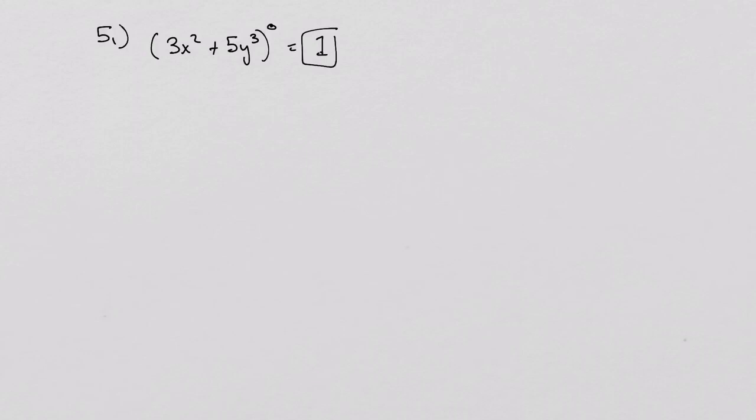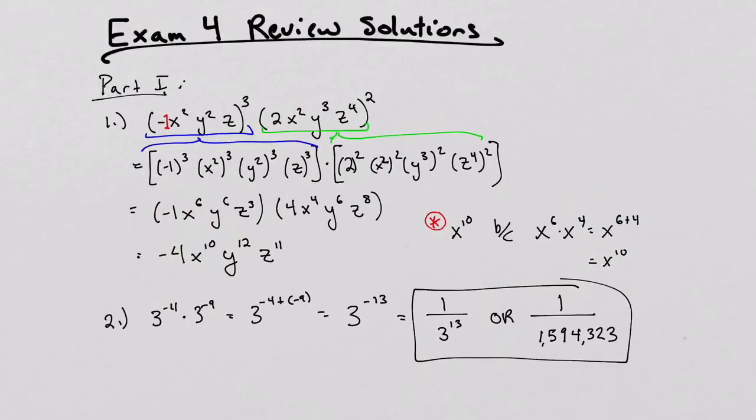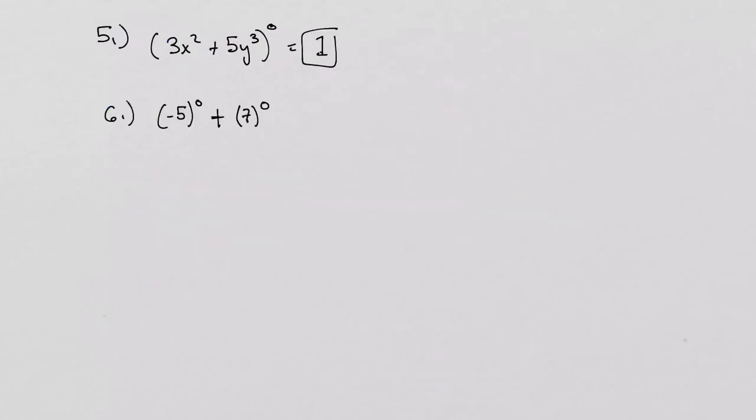That's question 5. Question 6 also has to deal with the exponent 0. We've got negative 5 raised to the 0 plus 7 raised to the 0. Now, negative 5, oh, oops, sorry about that. Negative 5 raised to the 0, this is just going to be 1.